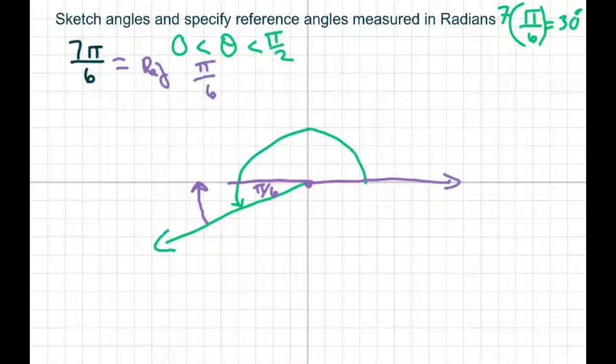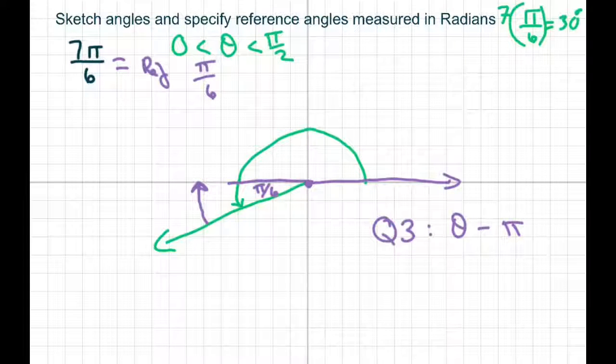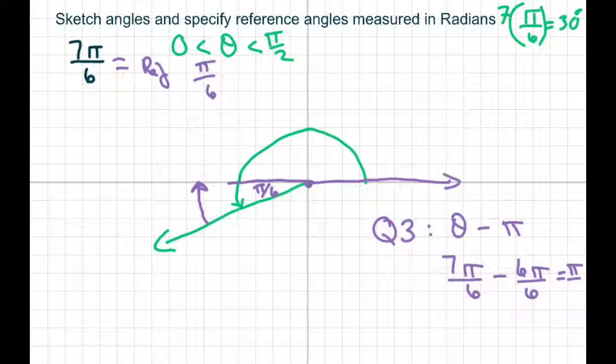Now to do it algebraically, since you're in quadrant 3, you take your angle and subtract pi, 180. So your angle is 7 pi over 6. And when you subtract pi, you have to have the same denominator. So that would be 6 pi over 6, because 6 pi over 6 is pi, and that gives you pi over 6. It helps if you know both the formula and how to draw it. Okay, we'll go a little faster.